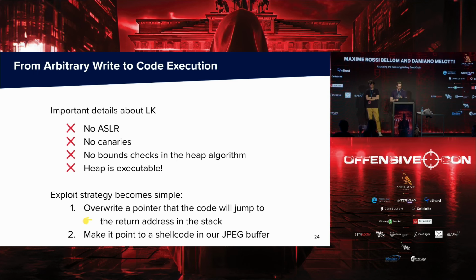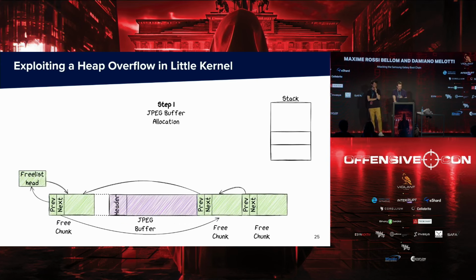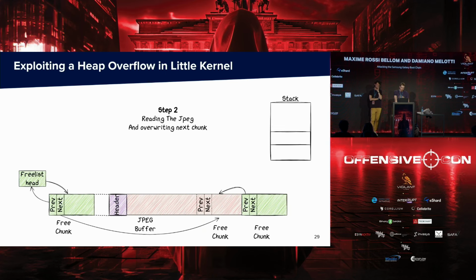We will use the write-what-where primitive to overwrite a pointer somewhere where the code will jump to. In this case, we use the return address in the stack. And we will make it point to a shellcode inside our JPEG buffer. To give you an example, this is the state of the heap after the allocation of the JPEG buffer. Then we will read the JPEG and fill the buffer until we overflow the next free chunk.